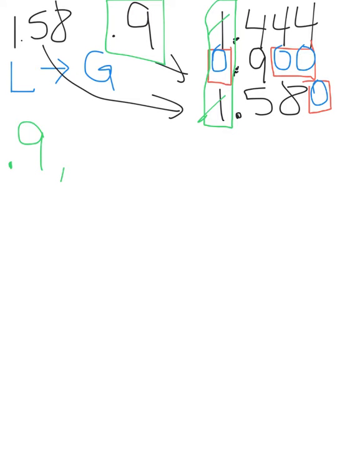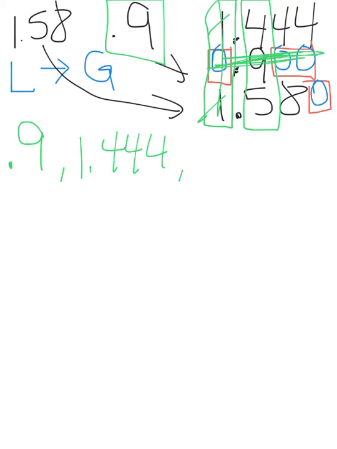Then we can move on to our next row. Now we're done with that row. We're looking at our 4 and a 5. So we know 4 is smaller than 5. So that means my next smallest has to be 1.444. And then that leaves my 1.58, which is my biggest number out of all 3 of those.